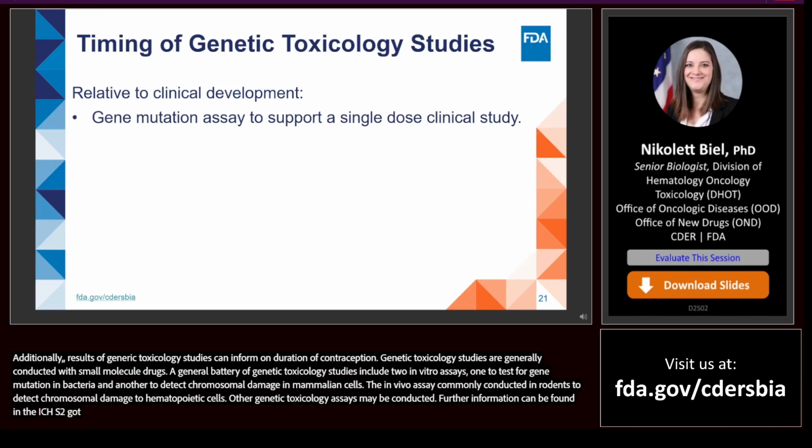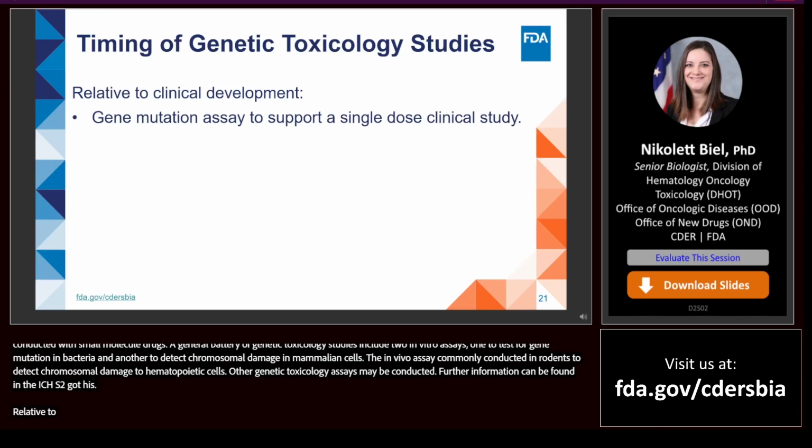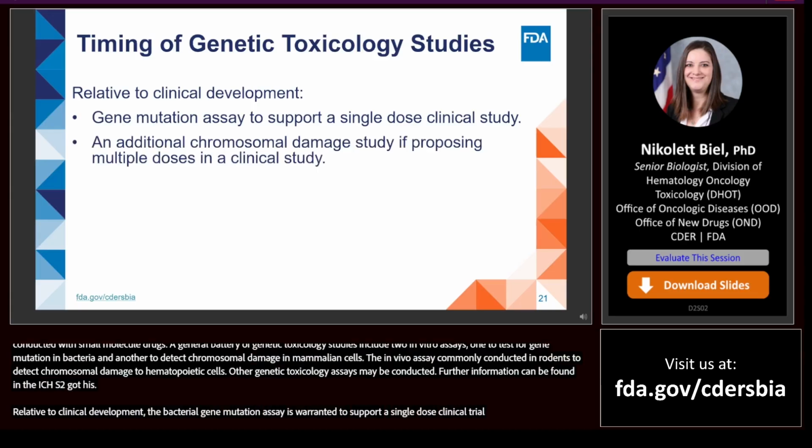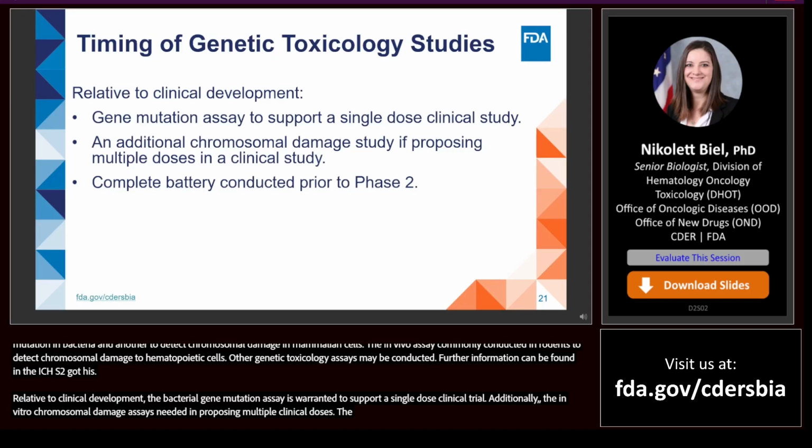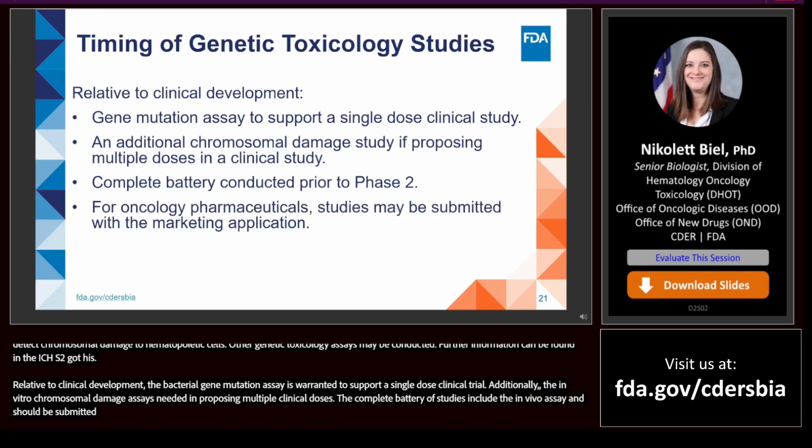Relative to clinical development, the bacterial gene mutation assay is warranted to support a single-dose clinical trial. Additionally, the in vitro chromosomal damage assay is needed if proposing multiple clinical doses. The complete battery of studies, including the in vivo assay, should be submitted prior to a phase 2 trial. To note, for oncology pharmaceuticals, the genetic toxicology studies may be submitted at the time of the marketing application.